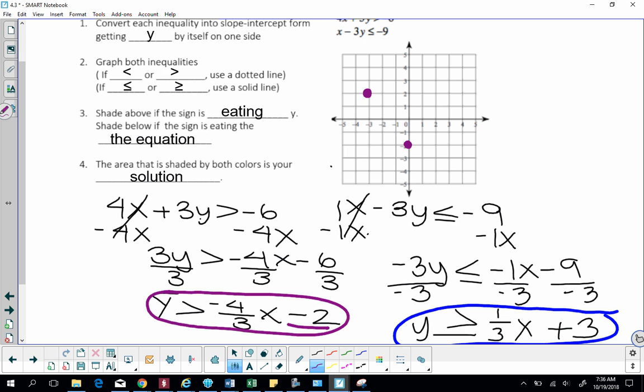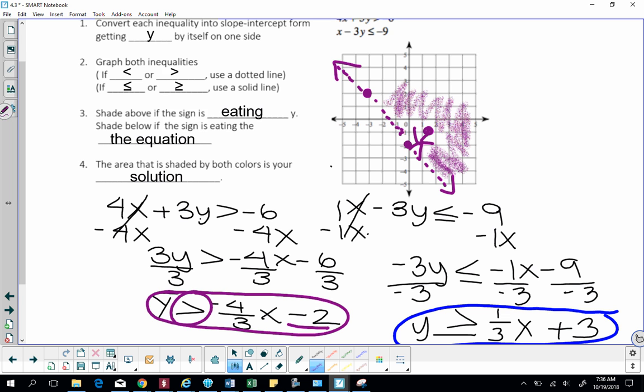That way it will still be a negative slope. Now, is it a dotted line or a solid line? Dotted, because see how there's no line underneath that? I know it's going to be a dotted line. It's not going to include any points on it. So it's going to look something like this. And then when I shade above or below that line, y is being eaten. So y is being eaten is greater than, right? So I'm going to draw my little man right here. And I'm going to shade above its head because y is being eaten. So I'm going to take my first color. I'll use the crayon here. And I'm going to shade above its head.